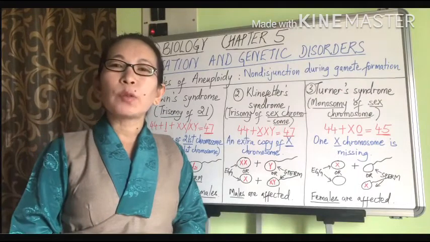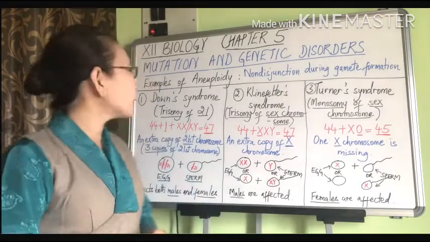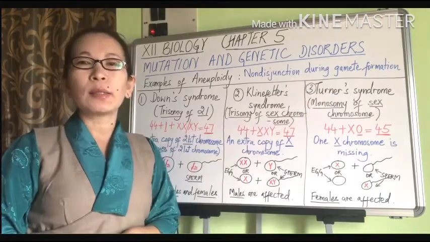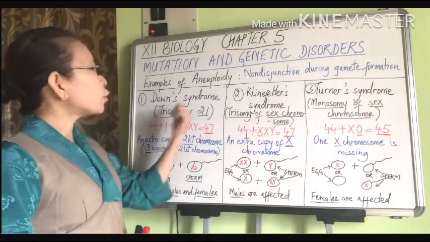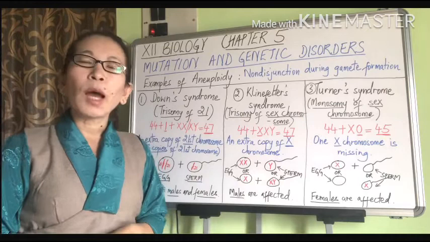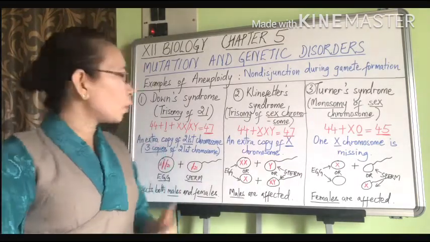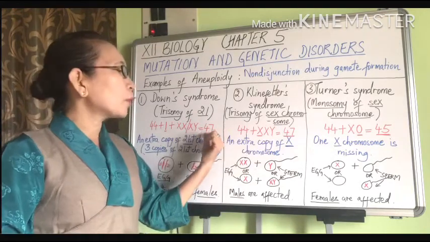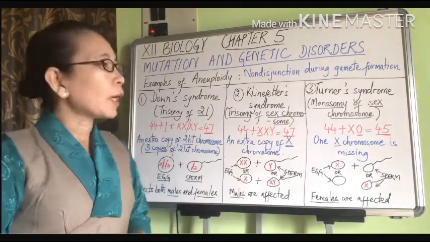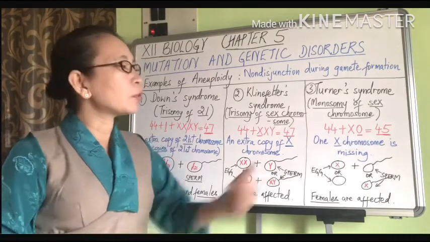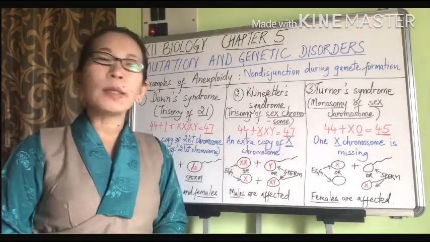Finally, 3 examples of aneuploidy in humans are Down syndrome, Klinefelter syndrome, and Turner's syndrome. Both Down syndrome and Klinefelter syndrome are caused due to a gain in the chromosome. So both of these have 47 chromosomes. Whereas Turner syndrome is caused by a loss in the chromosome, and because of which their total chromosome number is 45.